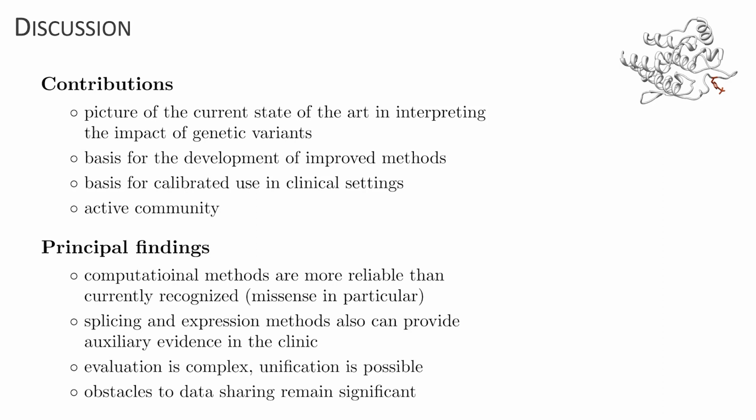And our principal findings relate to what Vikas has just described. We believe that computational methods are already more reliable than currently recognized. Obviously, missense variants in particular, but not just missense. It also holds through cancer. It holds for the variants in regulation and splicing as well. And even in complex disease, we also find that evaluation is a very tricky part, with different communities having different concerns and different needs with respect to evaluation of these challenges.